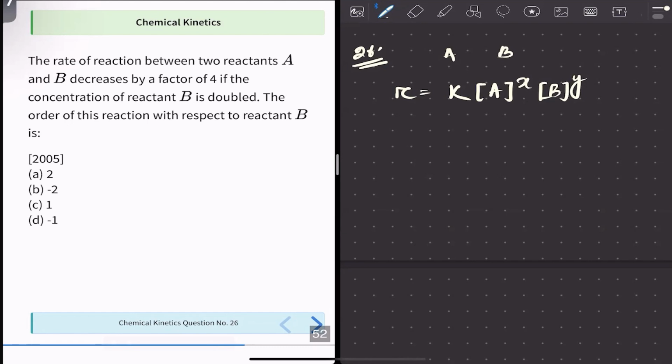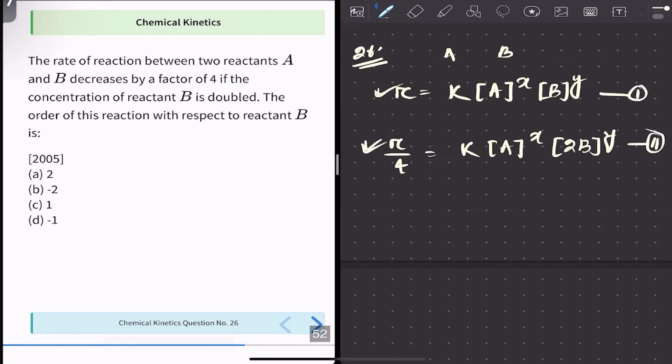Then, the rate decreases by a factor of 4 if the concentration of reactant B is doubled. Okay. Rate will be decreased by a factor of 4. That means the rate will become R by 4 if we double the concentration of B. So A remains constant. If we double reactant B, it becomes R by 4.